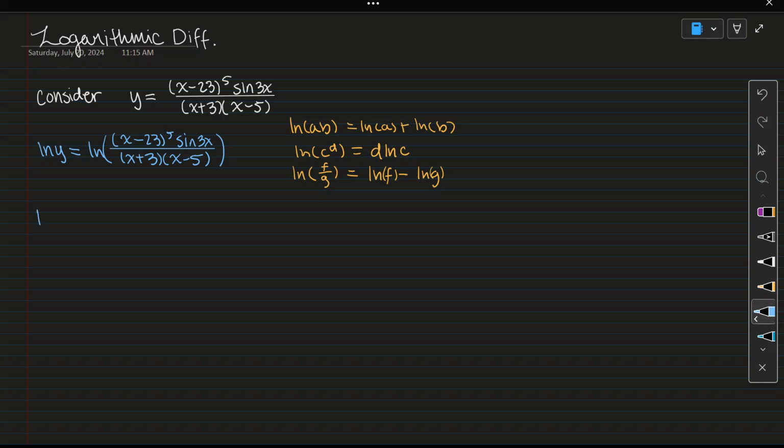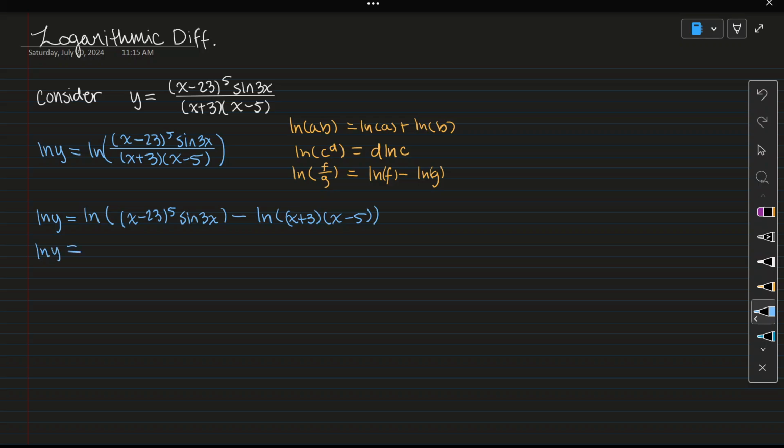So ln of y equals ln of (x minus 23) to the 5th sine 3x minus ln of (x plus 3) times (x minus 5). So right where that division is, I just made it into a subtraction of natural logs. And then next, I'm going to break apart these products.